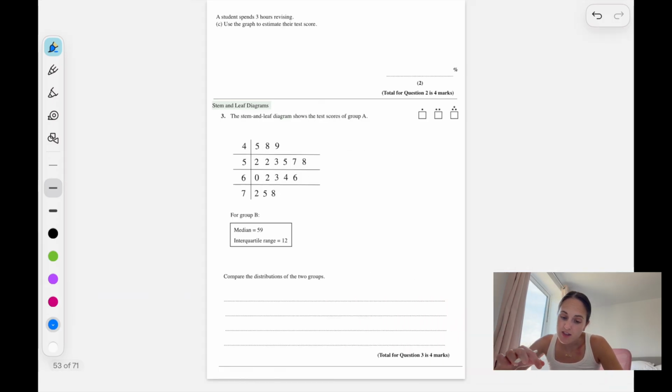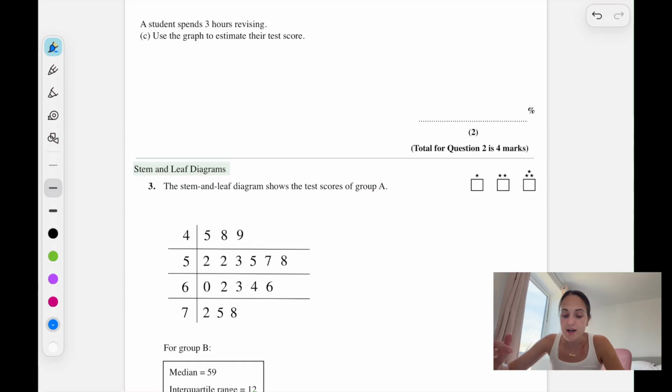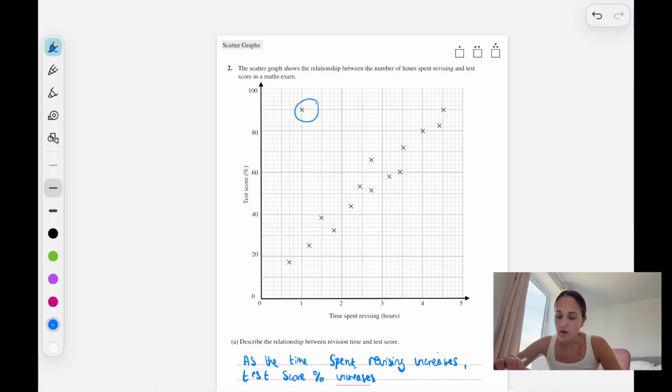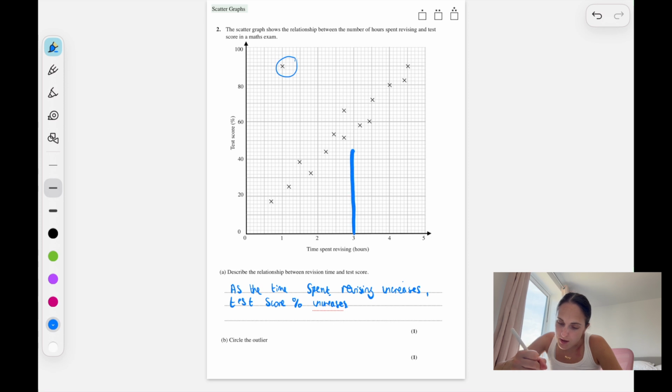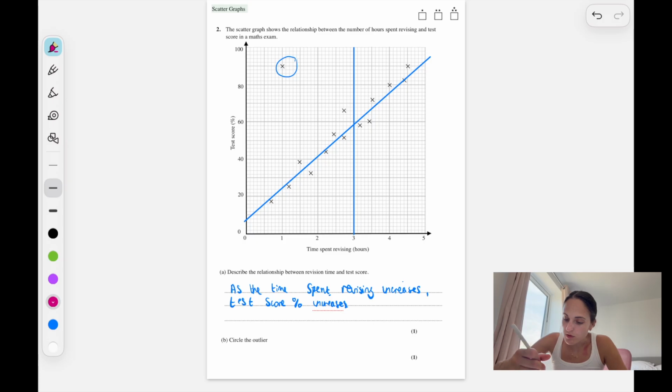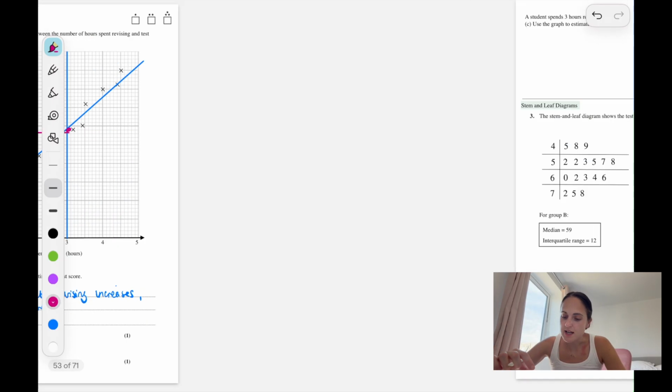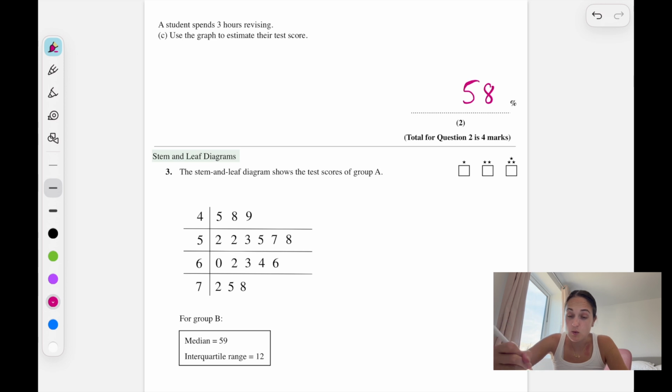The next one says a student spends 3 hours revising, and we need to estimate their test score. If we go along to 3 hours, we're going to go up. At this point, we don't really know where to stop because there's no points, and even if there was a point, we wouldn't stop there anyway. So what we're going to do is the line of best fit. We need to mark on the line of best fit. If we don't draw the line of best fit, we're not going to get 2 marks for this question. So we draw the line of best fit here, and now we can see where the lines intersect. It's going to be around this point here, and if we say that's 50, about 58%. So I'm going to say 58% as my answer to this question.